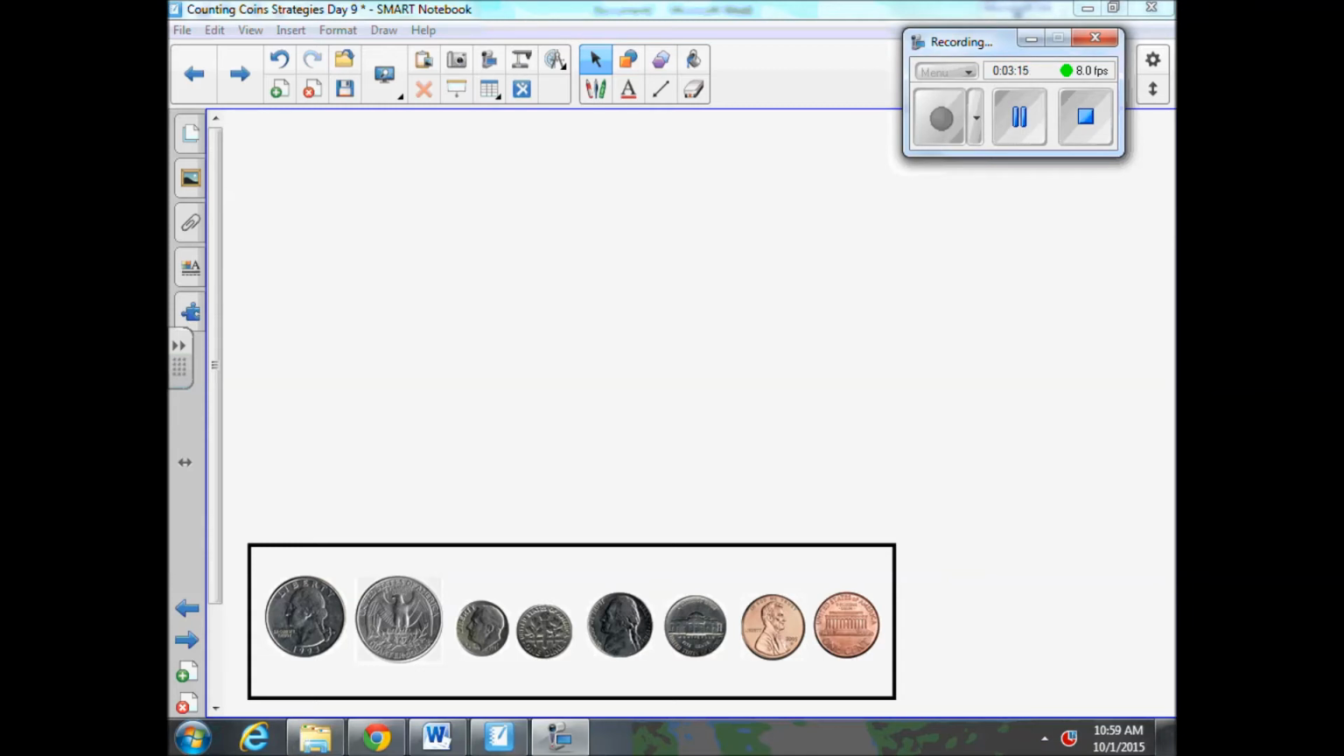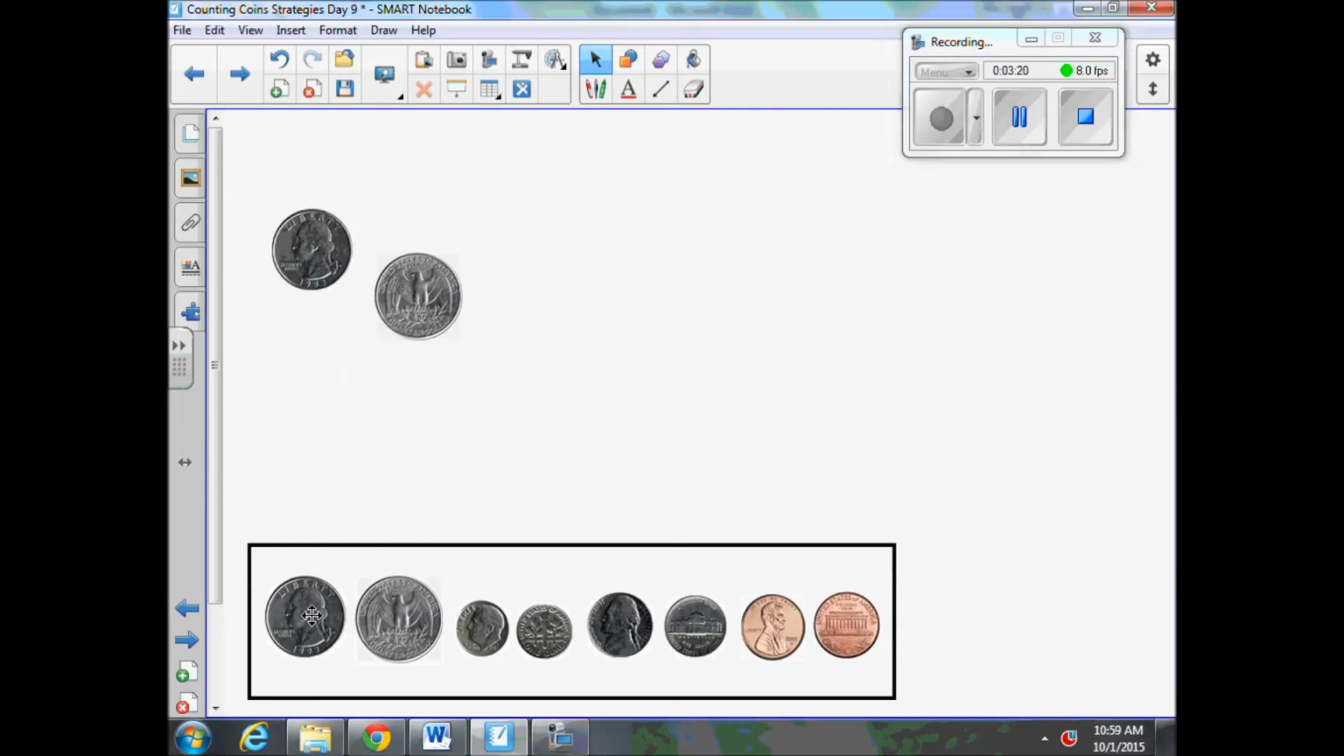So here we go. Let's look. Today we're just going to start. I'm going to start out, and I'm going to put up here a couple of coins. The first thing I'm going to do is just randomly put some coins up here, and we're going to see what we have.